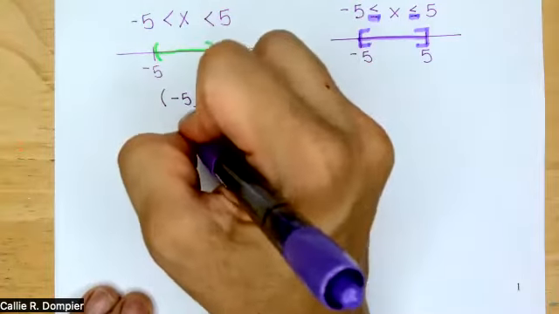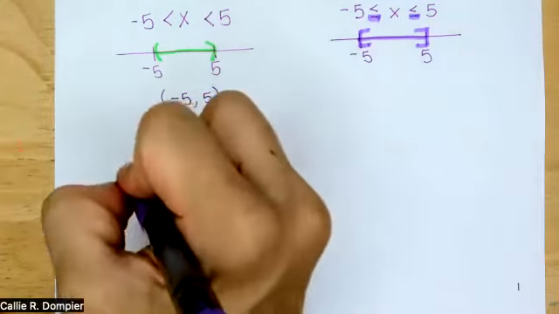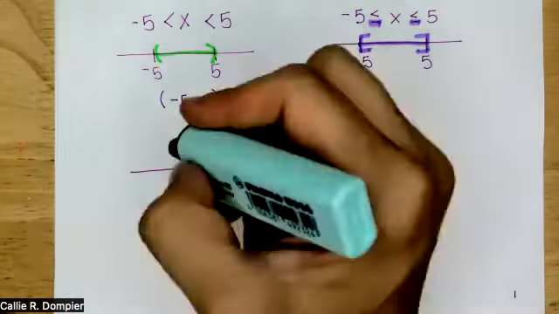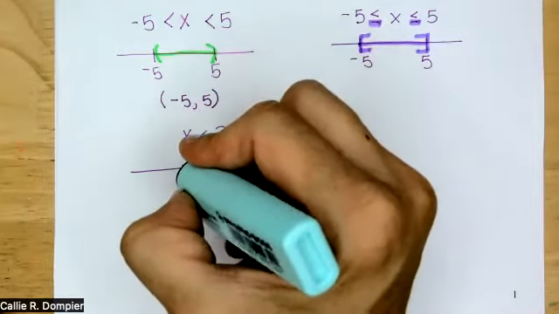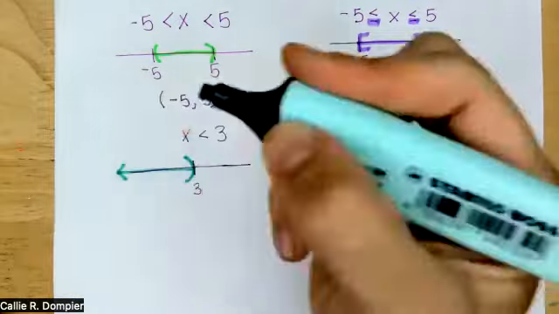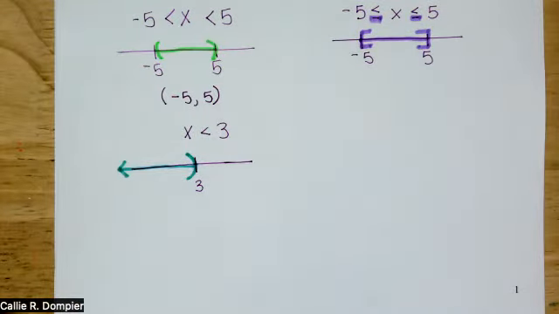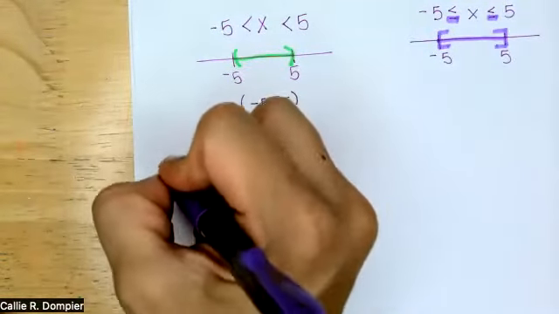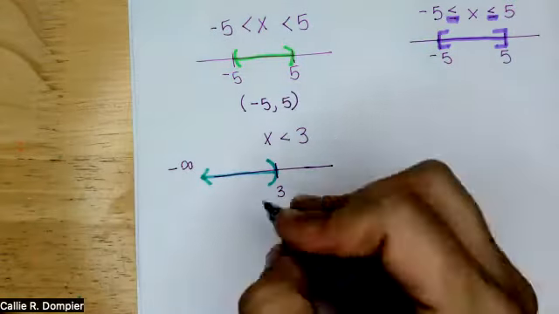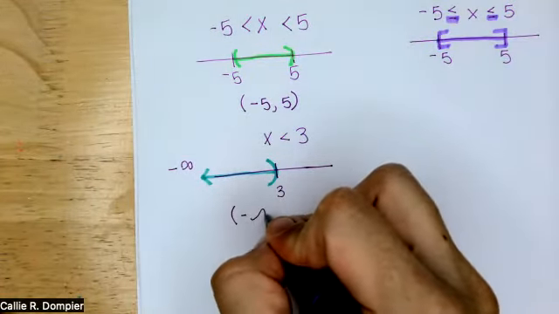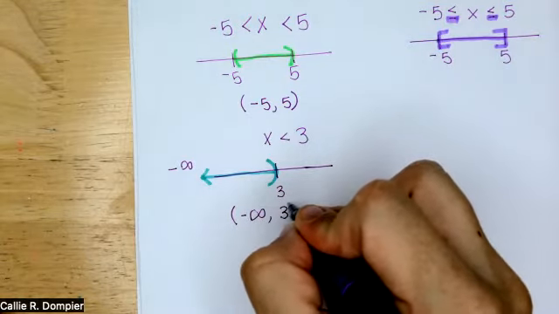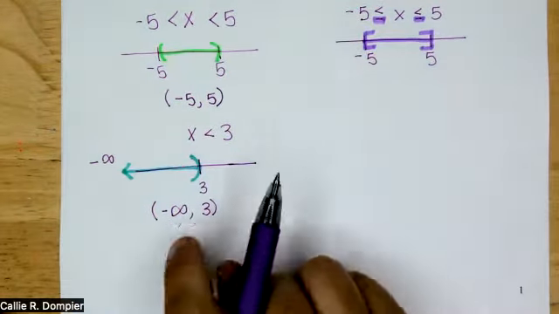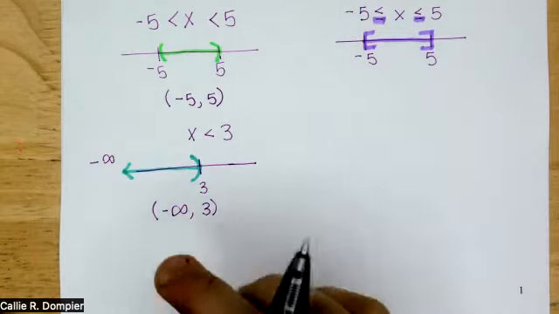If I had x is less than 3, that does not have a bracket, or sorry, it does not have an equal sign, so it's not going to be a bracket. It's just going to be parentheses. And then how do I write this as interval notation? Remember, if you see an arrow going in the less than direction, it's going towards negative infinity. That arrow's going on forever. So we're going to say parentheses, negative infinity to 3, and then close the parentheses because it does not have an equal sign. Negative and positive infinity always get only parentheses, never a bracket.